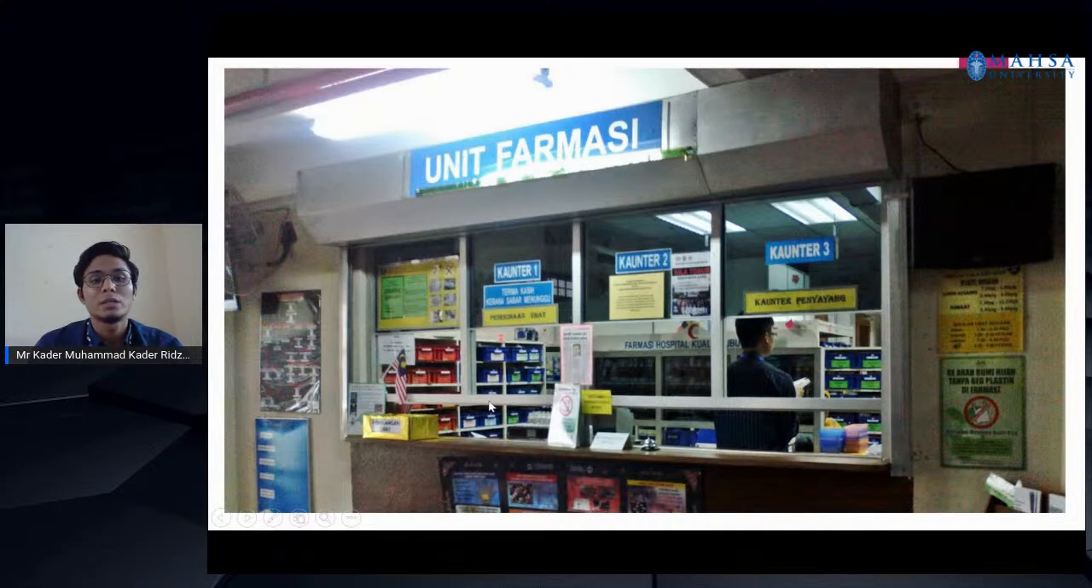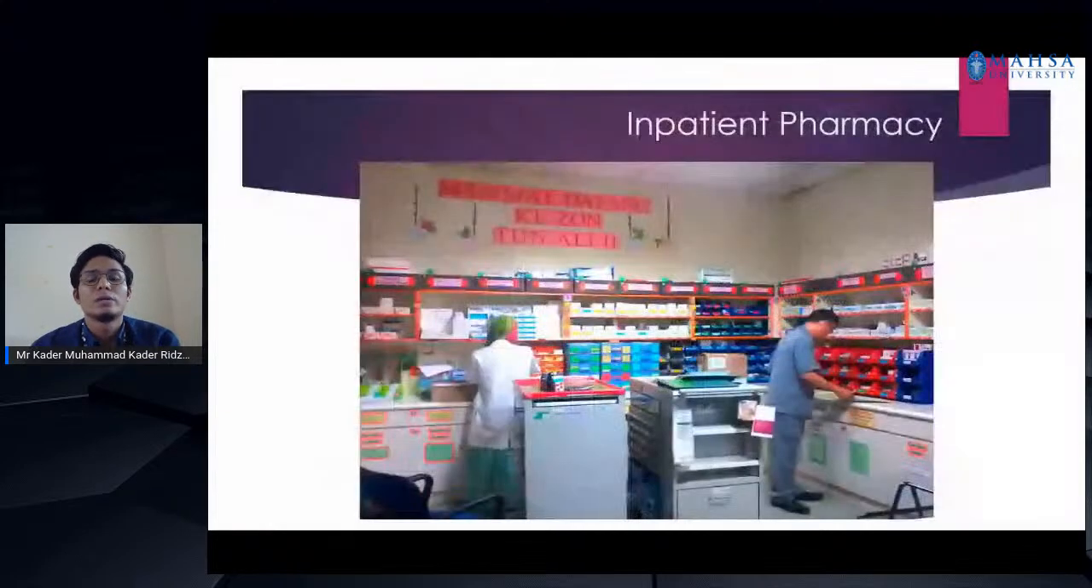So they are being categorized maybe according to the system and also according to the dosage form available. Okay, moving on to the next department, which is your inpatient pharmacy. Outpatient pharmacy is usually located on the same level as your clinic. Inpatient pharmacy usually will be one ground lower.